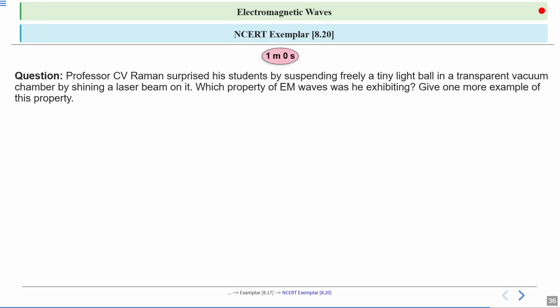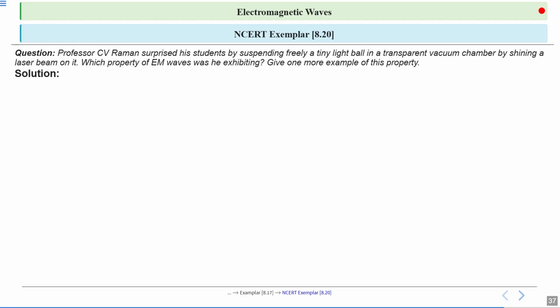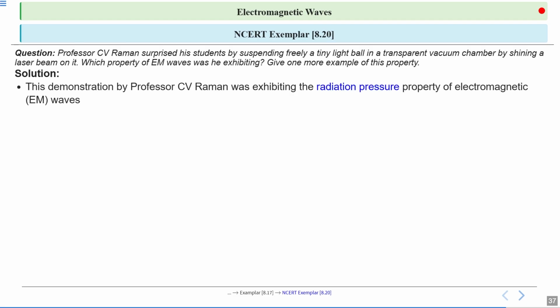So let's see. This demonstration by Professor C.V. Raman was exhibiting the radiation pressure property of electromagnetic waves. He was shining a laser beam, incident on the light ball. The ball is light, also it is in a vacuum chamber, there is no air, so there will not be any thrust. So he is shining a laser beam on the light ball.